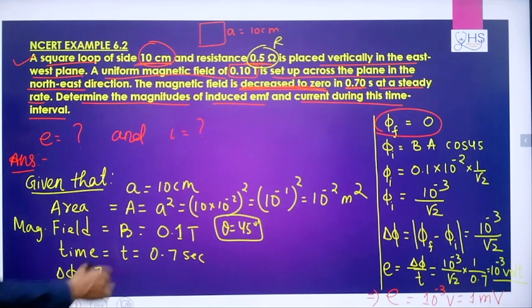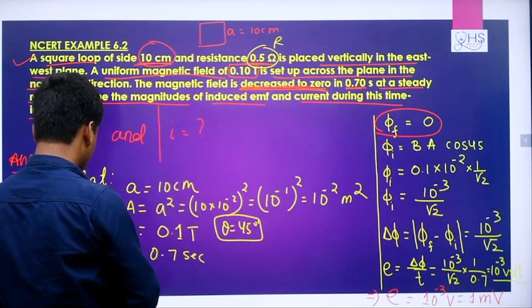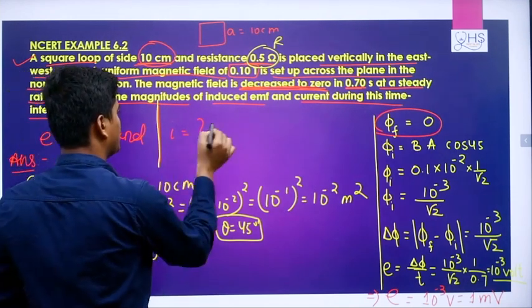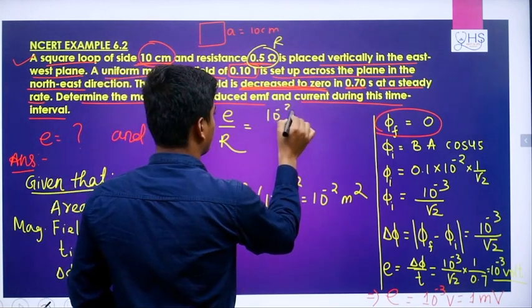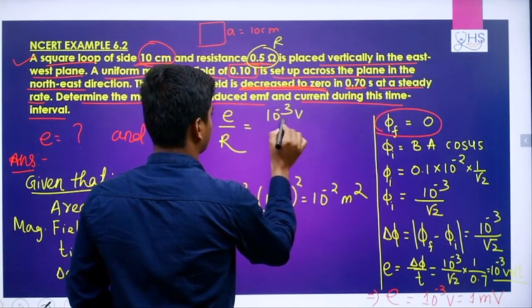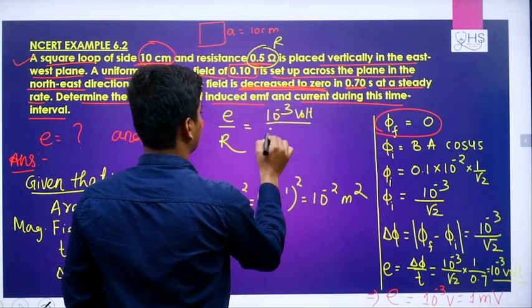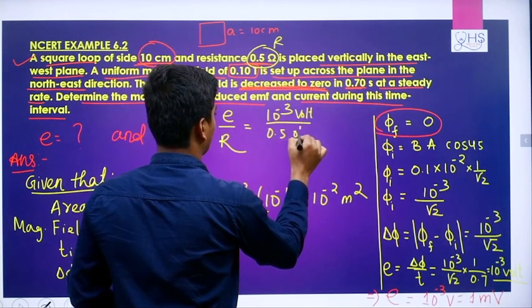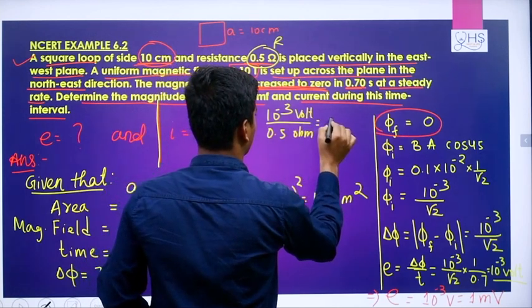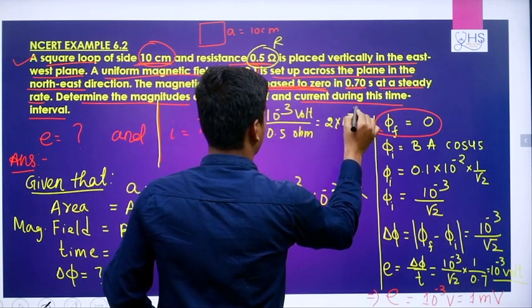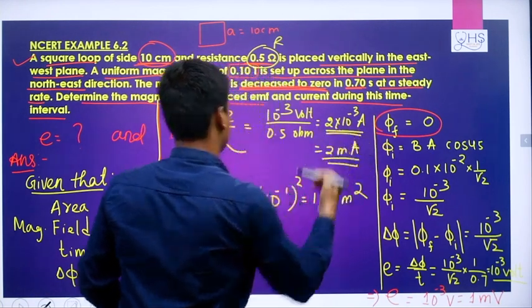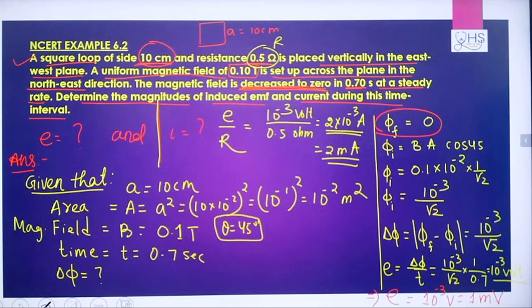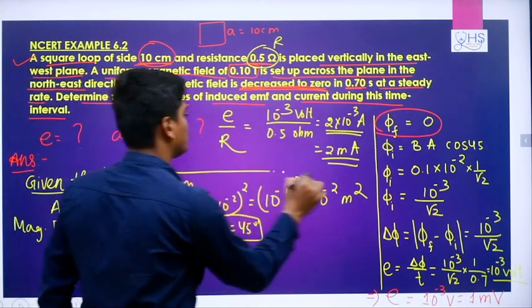Then I calculated my EMF. And after finding EMF, you can easily get your current. So your current will be I equal to EMF by R. EMF by R means 10 to the power minus 3 volt divided by 0.5 ohm. It will come around 2 into 10 to the power minus 3 ampere, or 2 milliampere. So whichever is better, you put that, or if your option is given in some form, you use that. So you got your induced current.